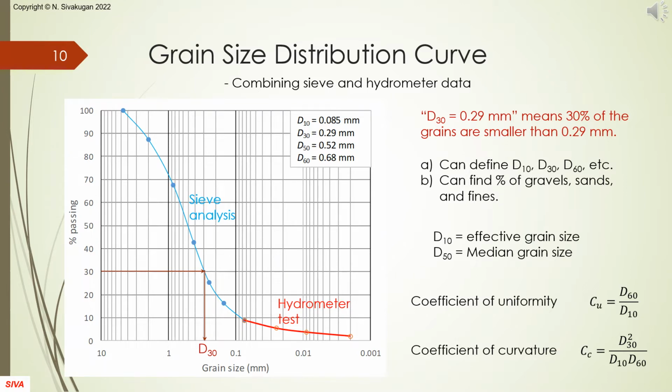We define two terms here. The coefficients of uniformity and curvature, Cu and Cc, which define the shape of the curve. Larger value of Cu means there is a wider spread in the grain sizes.